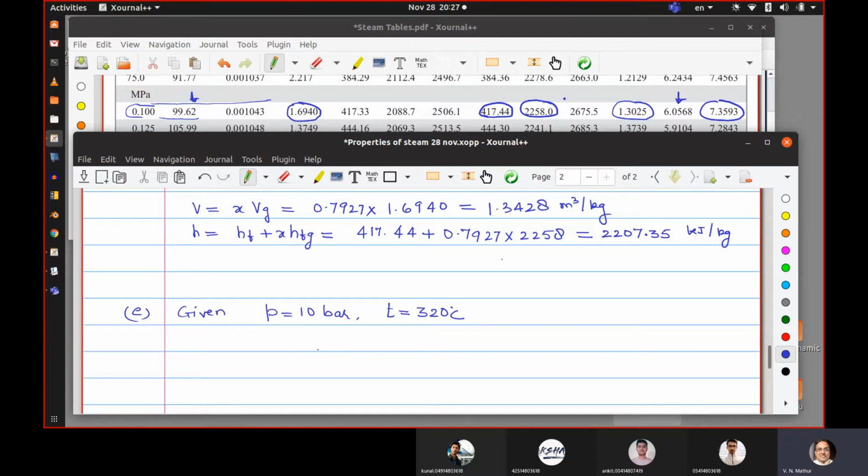So what should we do? We should first find out whether the steam is wet or superheated. How do you find out that?